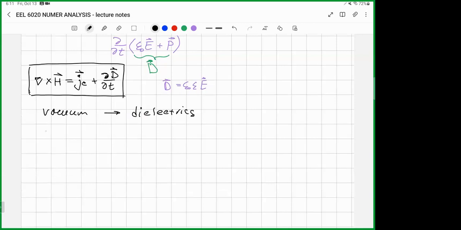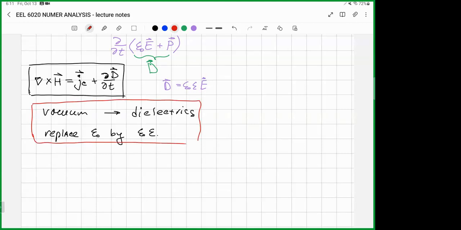We just replace epsilon 0 by epsilon 0 epsilon, and the equations will be the same. Okay, so the presence of the dielectric leads to the change of epsilon 0 by epsilon 0 epsilon.